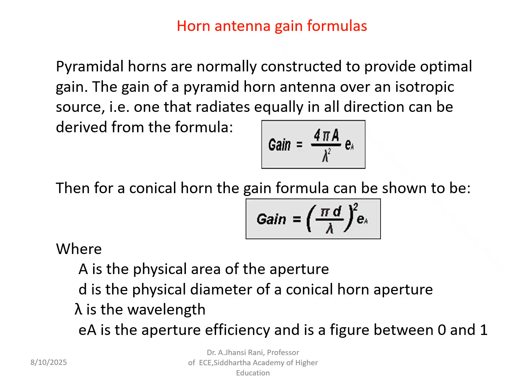The gain of the pyramidal horn antenna over the isotropic source, which is radiating in all directions equally, is gain equal to 4 pi A by lambda square, where A is the aperture efficiency, a figure of merit between 0 and 1. For the conical horn, the gain formula is (pi D by lambda) whole square times A. A is the physical area of the aperture, D is the physical diameter, lambda is the wavelength.